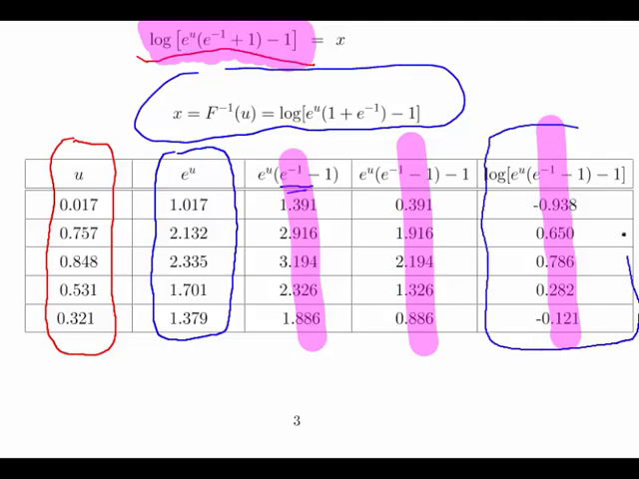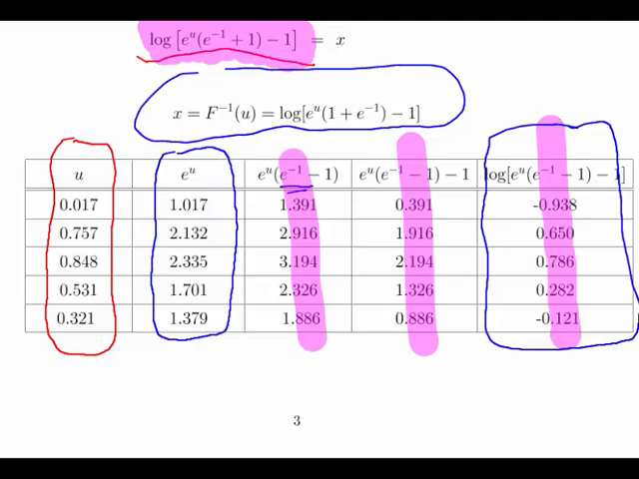So those are the 5 numbers that we are expected to generate. So these are 5 observations from this probability distribution which we are simulating. Minus 0.938, 0.650, 0.786, 0.282, and minus 0.121.